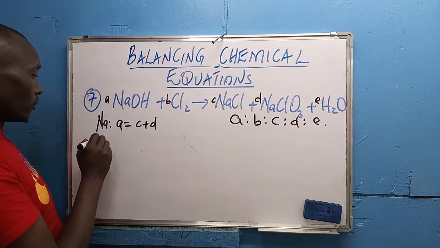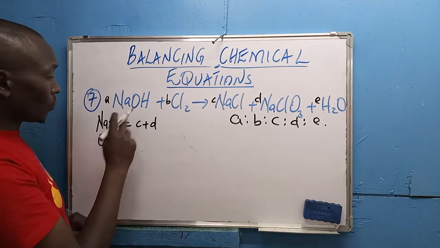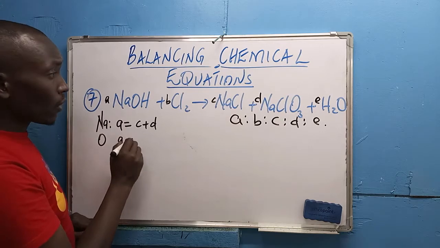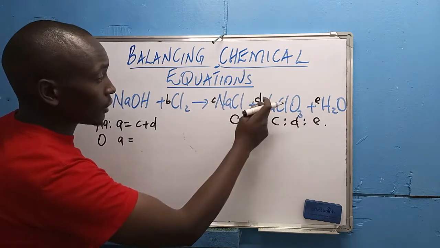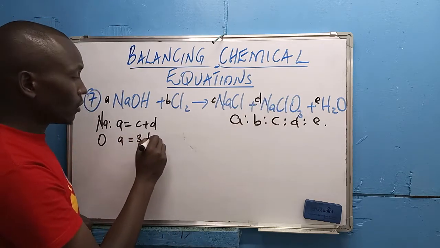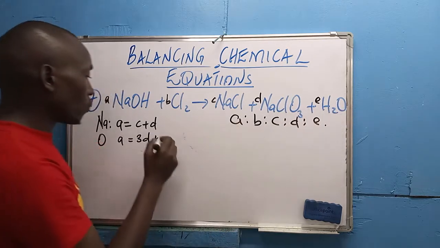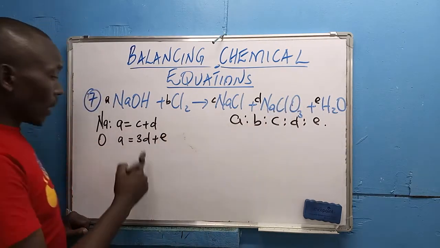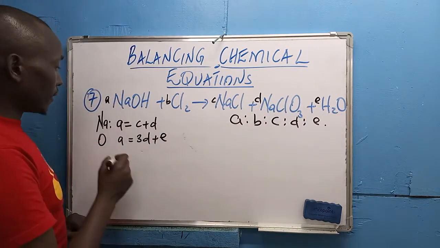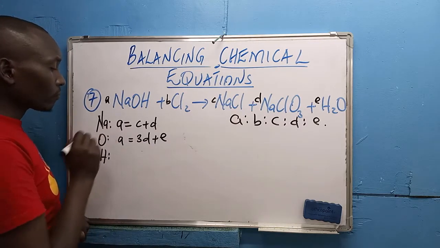Then I can go to the next, oxygen. Oxygen, there is 1 here, so that is A, equals 3D, plus there is only 1, so it is 1 times E. I have that. I go to the next element, hydrogen.